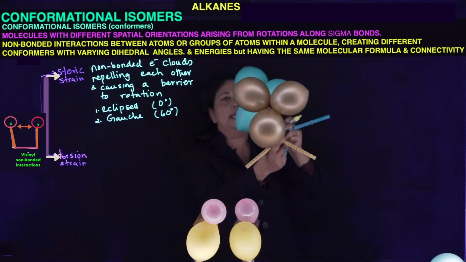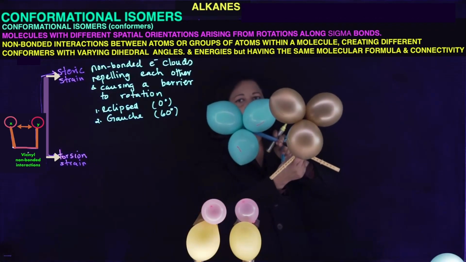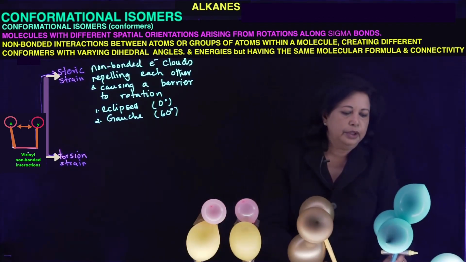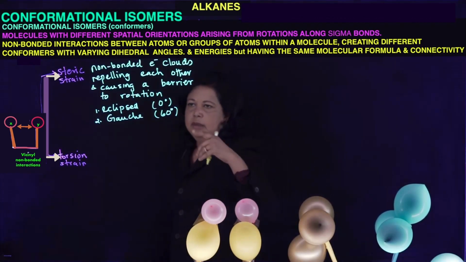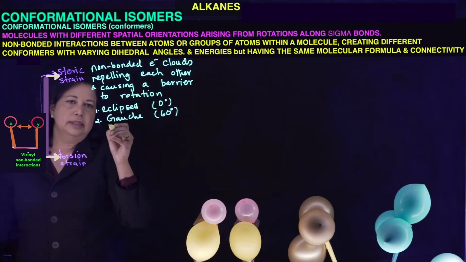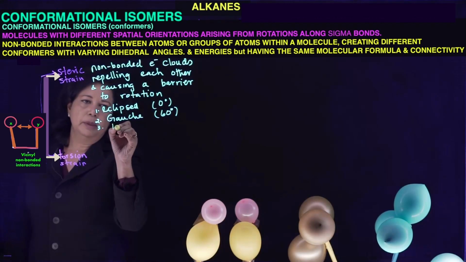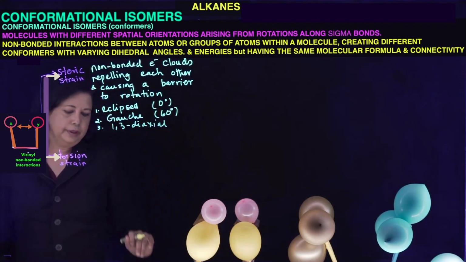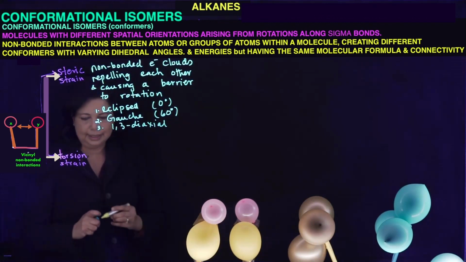And then we come back again. Again, there'll be a barrier. Again, gauche, and then eclipsed. So these are things that are going to be periodically changing because of the rotation along the sigma bond. And later on, we will talk about 1,3-diaxial. These are the 3 types. This is 1,3-diaxial when you have chair conformations.